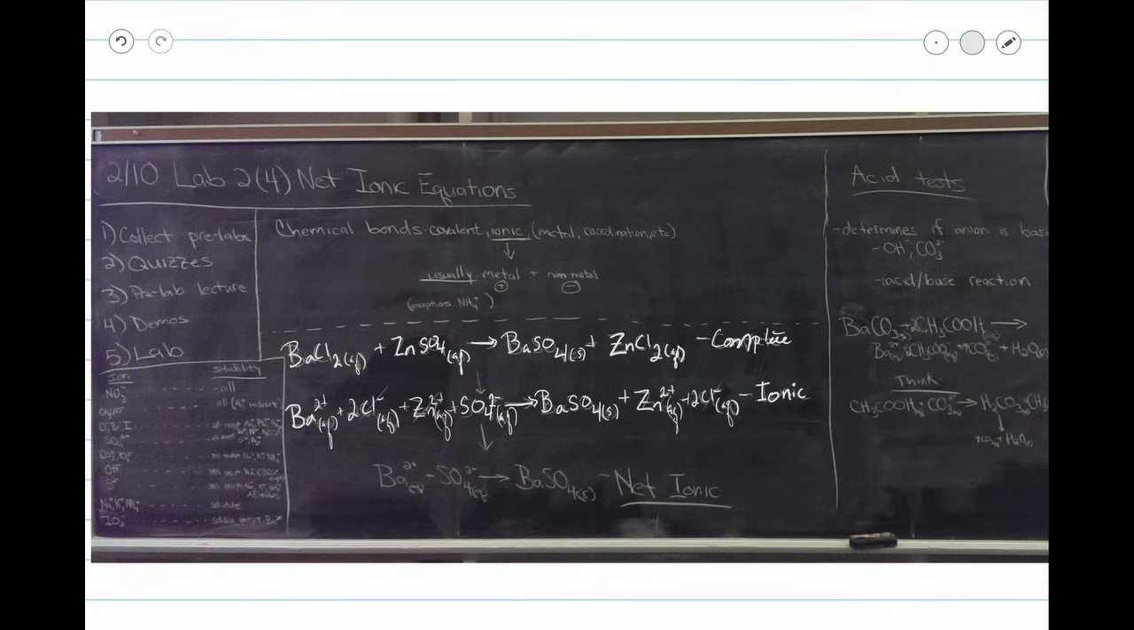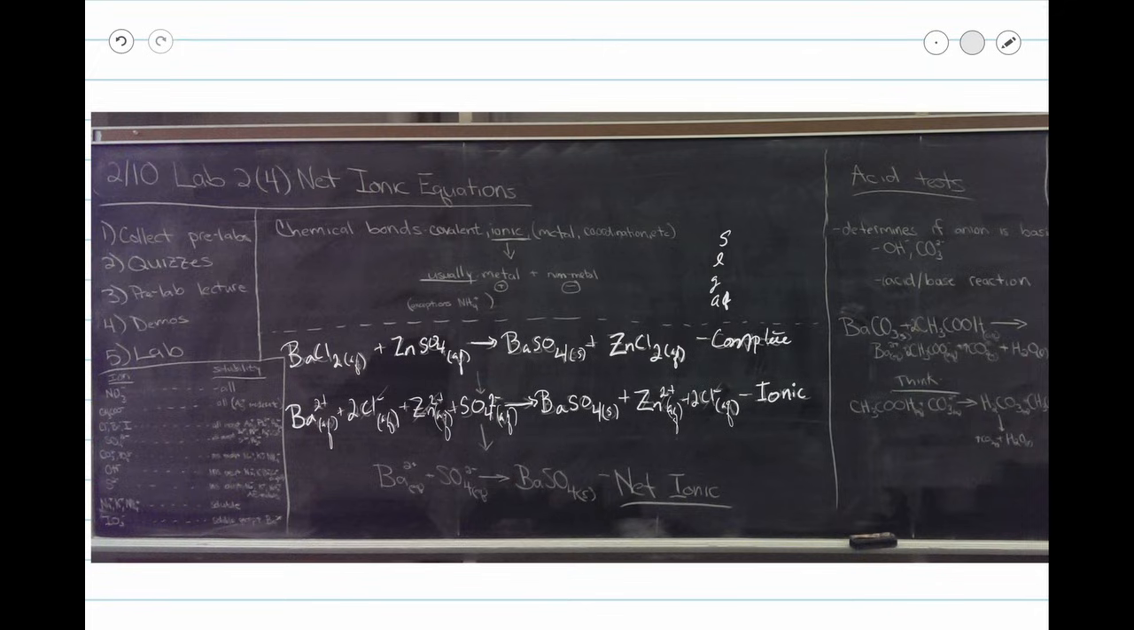When we write equations, we're going to indicate the states of the reactants and products. S is for solid, L is for liquid, G is for gas, and AQ is for aqueous. That is a substance that is dissolved in water.